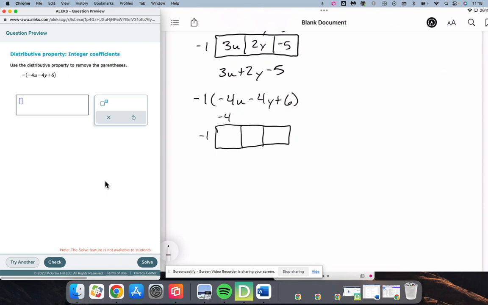-1, -4u, -4y, 6. -1 times -4 is +4u. -1 times -4y is +4y. -1 times 6 is -6. And so again, my answer is simply what's in the boxes. So it's going to be 4u plus 4y minus 6.